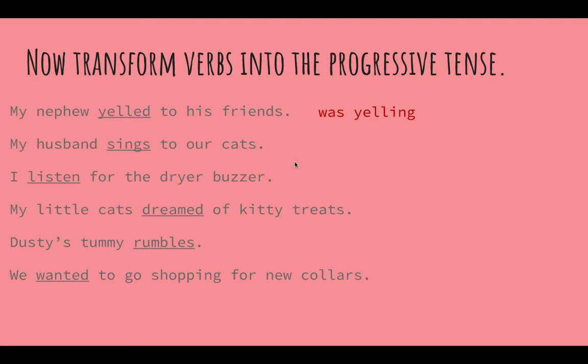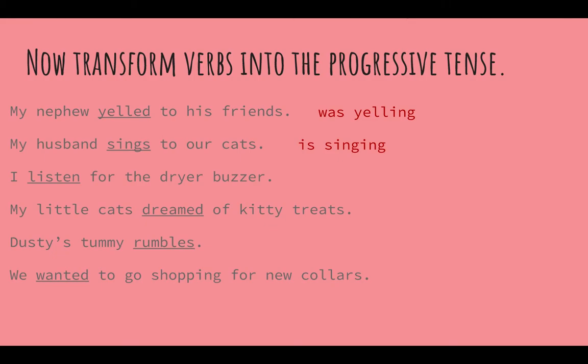Okay, in this one, my husband sings to our cats. The first thing I'm going to do is take sings and change it into a progressive. I'm going to make it singing, and then I need to pick a helping verb to go with it. Because this says sings, that's a present tense, so I'm going to start with one of these three right here. Is, am, are. Well, the one that makes sense with my husband would be is. So my husband is singing to our cats. La la la la.